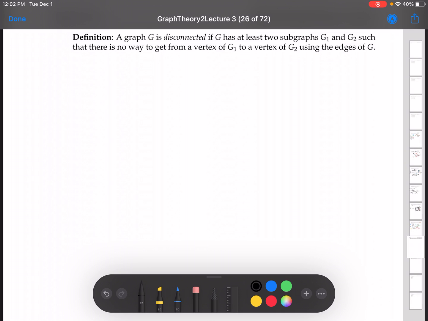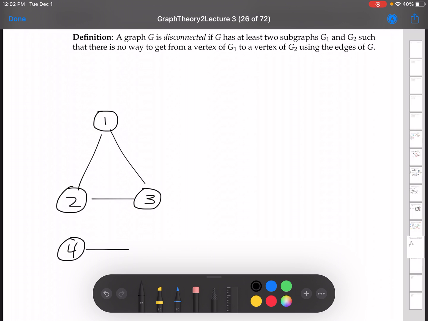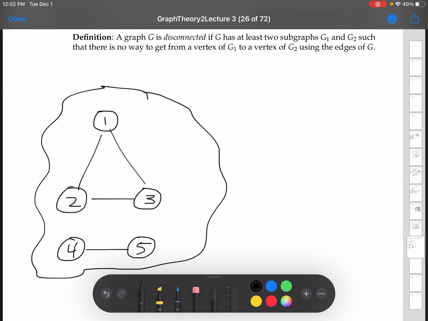Let's see, what do you think? Let me draw a graph. And you tell me, what do you think? Now the graph, this whole thing, both pieces, is the graph G. Is this graph G, which consists of these two pieces, connected or disconnected?